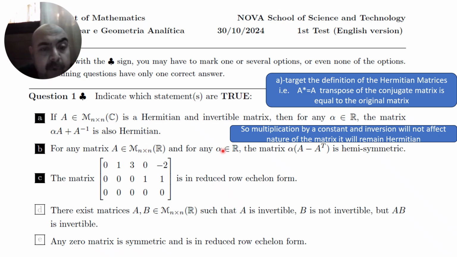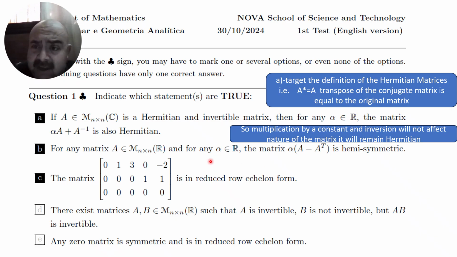For question number B, for any matrix A belonging to the set of n by n matrices, and for any alpha belonging to R, the matrix alpha A minus A transpose is skew symmetric. Any symmetric means skew symmetric. For this question in specific, he put the alpha to manipulate you.